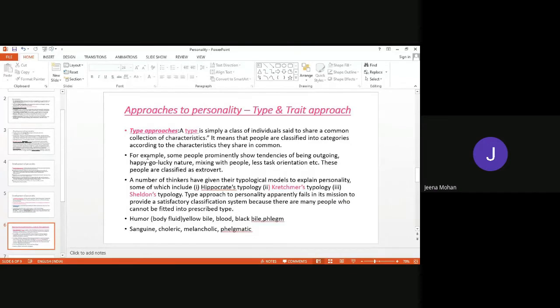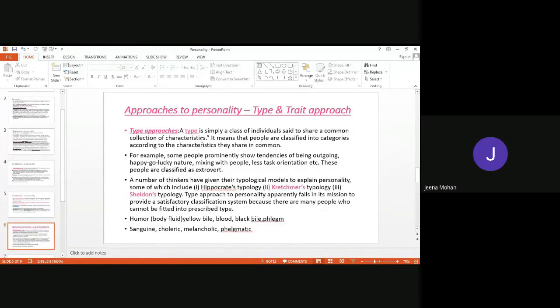Those who are interested in music come in one category. Similarly, those who are interested in dancing come in another category, in the dance club. And there are some students who are interested in sports activities, so we form a sports club and put those people in that category. So here we are classifying the students into categories depending on the characteristics they share. That is the type theory.